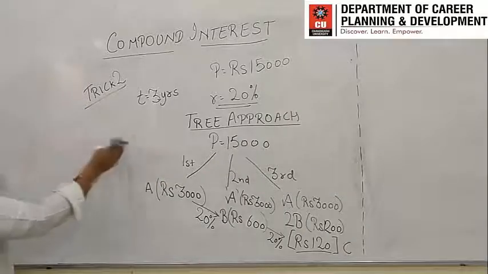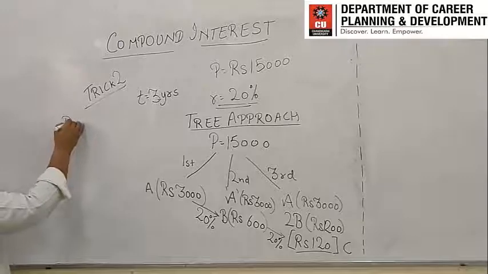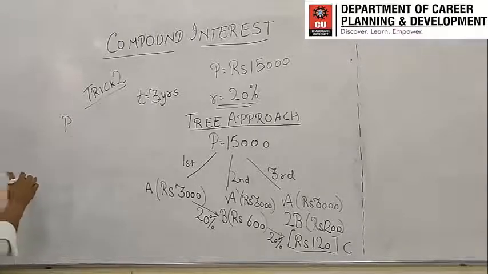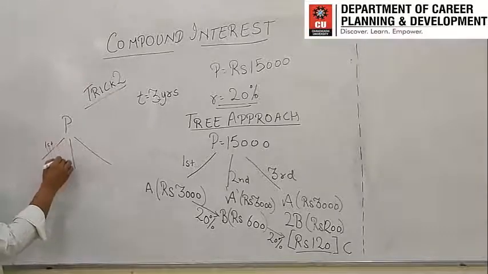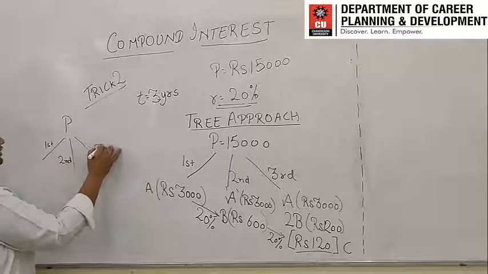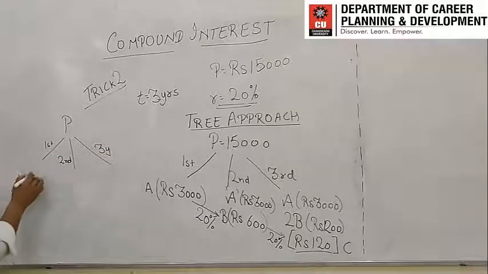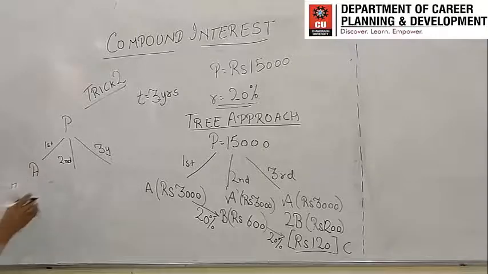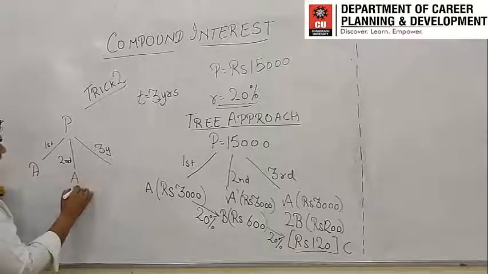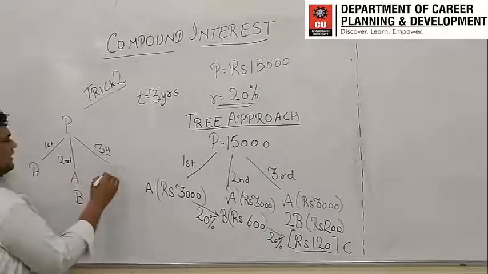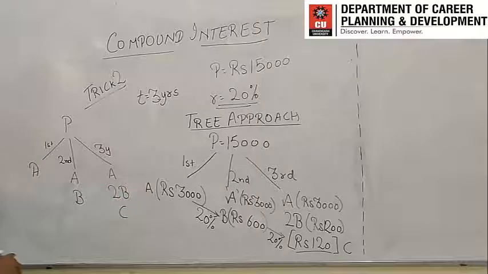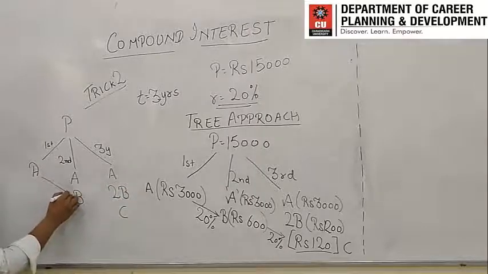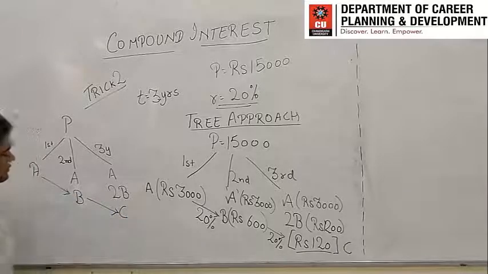Now let us see what we have derived from this tree approach. Firstly, the principal is given to us. Then we are applying it for the 3 years. For the first year, the interest applied is A only. For the second year, interest applied is A and B. And for the third year, interest applied is A, then 2 times B and C. So this B is the interest on A and this C is the interest on B. This we have derived from the tree approach.